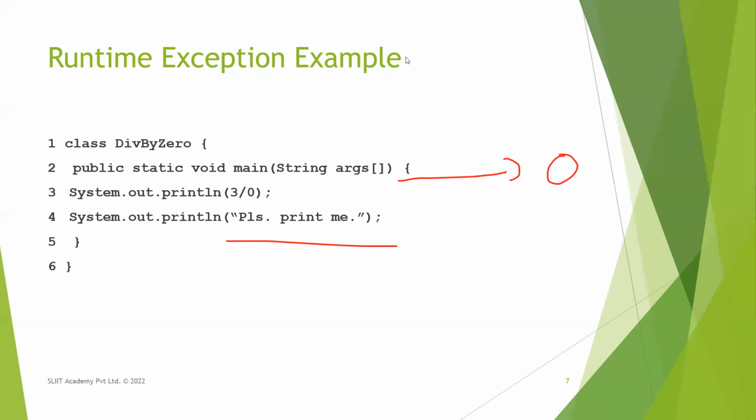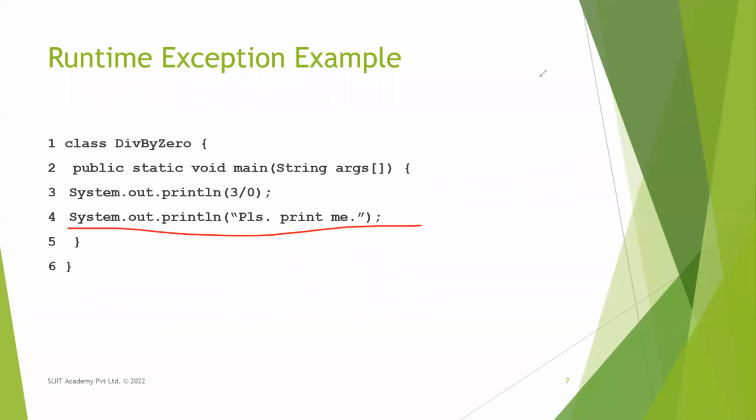Very good, right? It is an exception. Yes, because of 3 divided by 0, it's an exception. So after the exception, will this "please print me" part print? Will it print after that line? No. That is the issue. This line will never print because there's an error before that. After that, the program completely stops. So that is what we need to control.